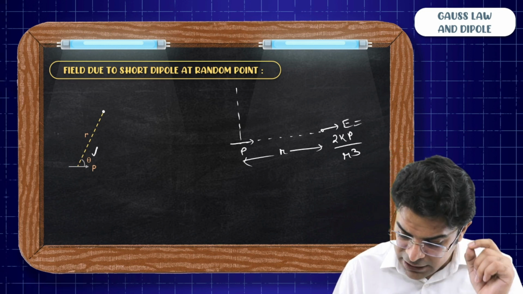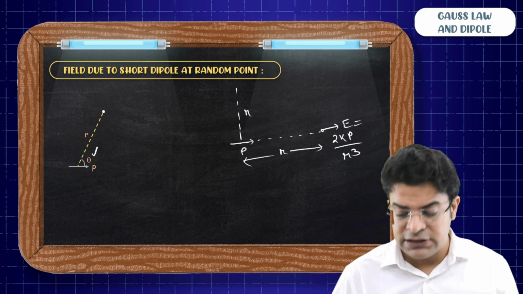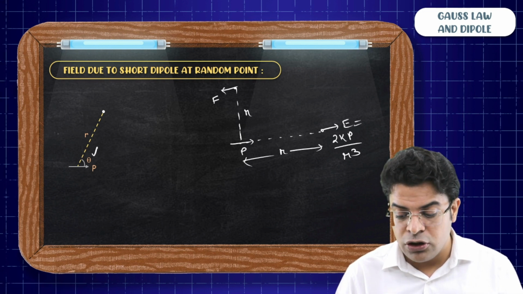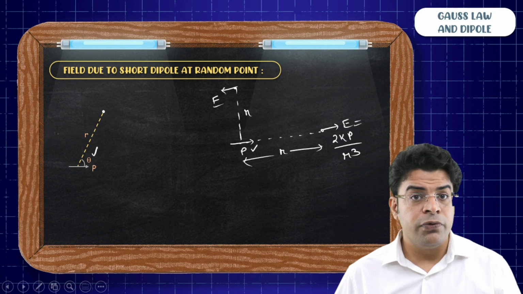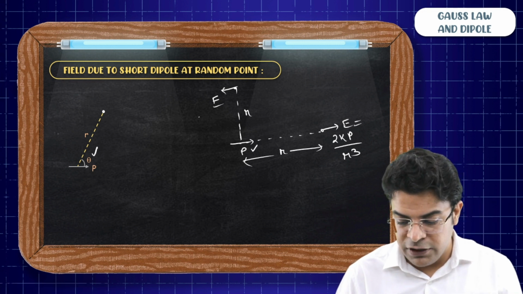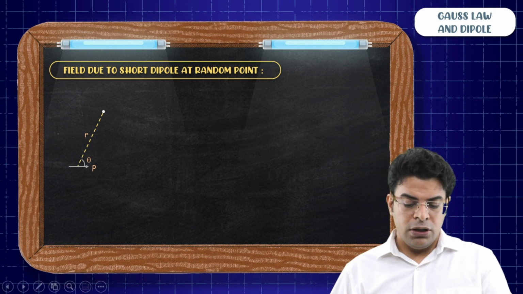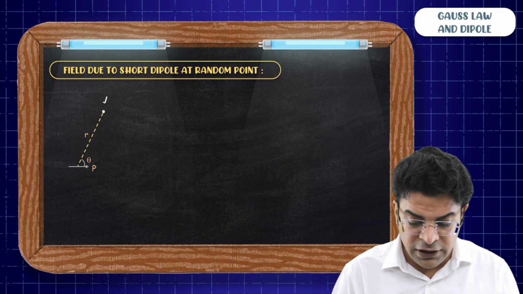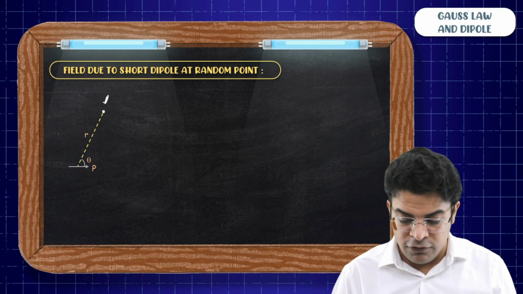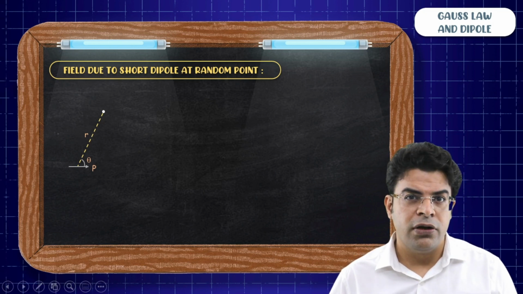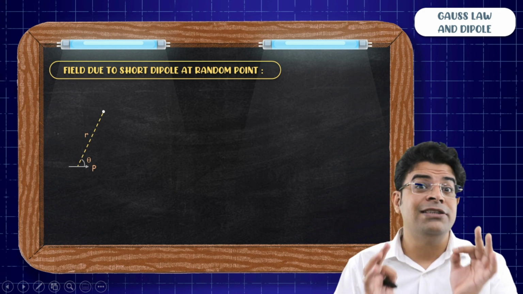While at an equatorial point at distance r, the direction of electric field is opposite to that of the dipole, and the strength of electric field is equal to kp by r cube. So how do we find the strength of electric field due to this dipole of dipole moment P at a distance r from its center? Dipole moment is a vector quantity.